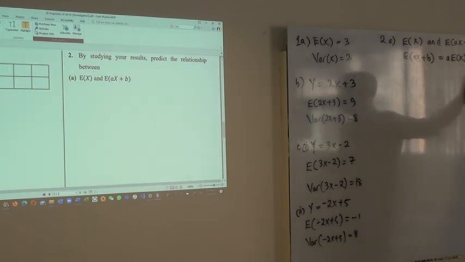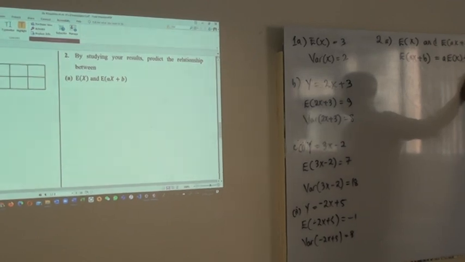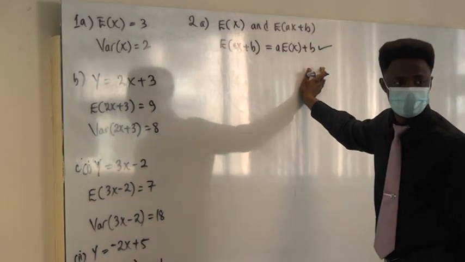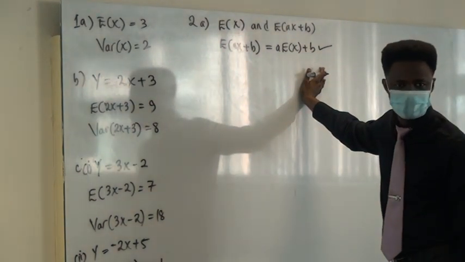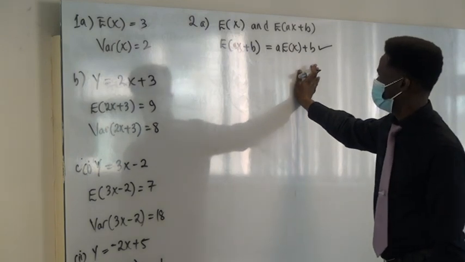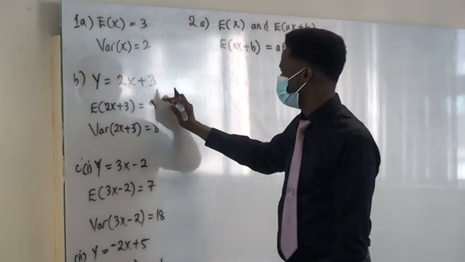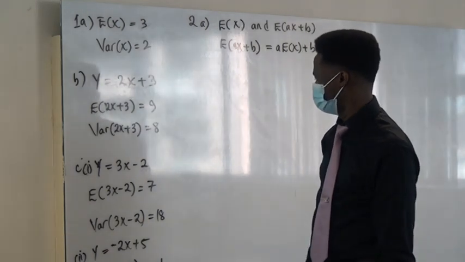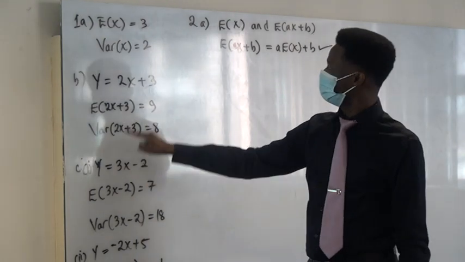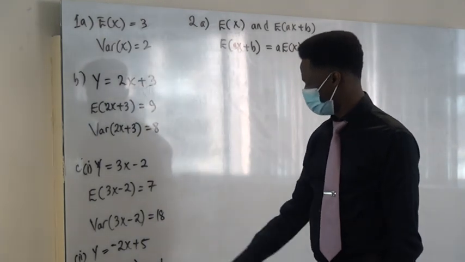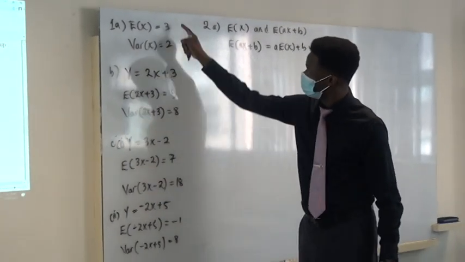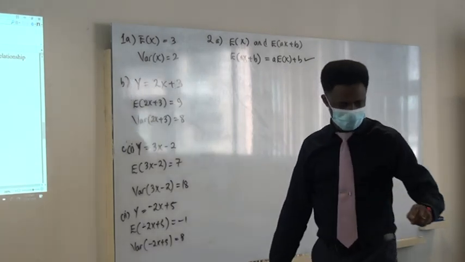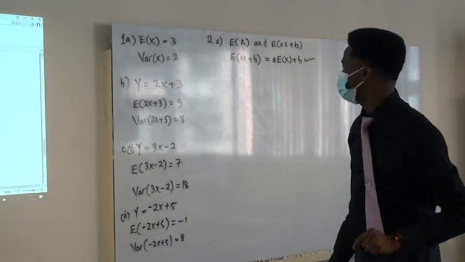I created this worksheet thinking we would do the investigation first, then the formal proof, but we had already done the formal proof in class, so this is not an issue. We can always see that this 9 is more or less 2 times 3 plus 3. This 7 is more or less 3 times 3 minus 2. And this negative 1 is more or less minus 2 times 3 plus 5. So that works.